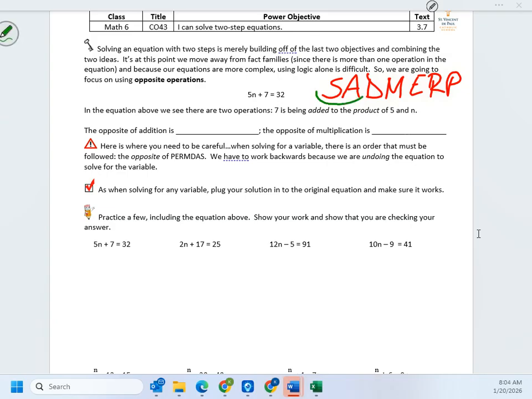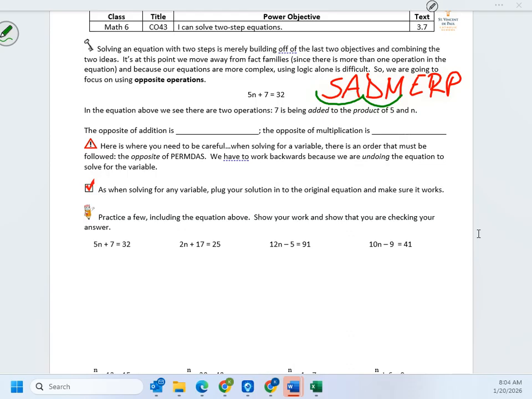We start out with doing the opposite of the adding or subtracting. Then we do the opposite of the multiplying or dividing. So remember, when we're doing those opposites, we do the same opposite to both sides of the equation. So we're going to work this through to see what that looks like.